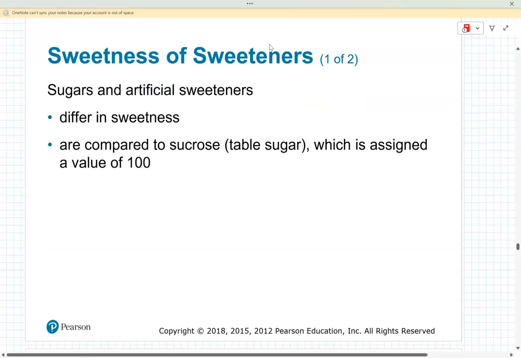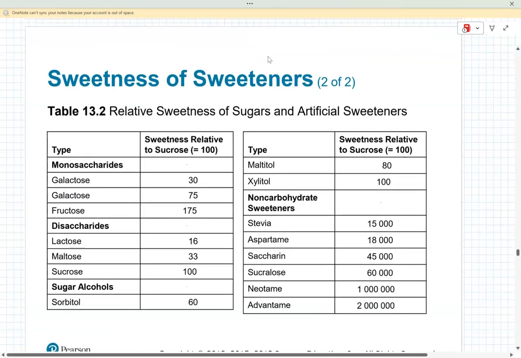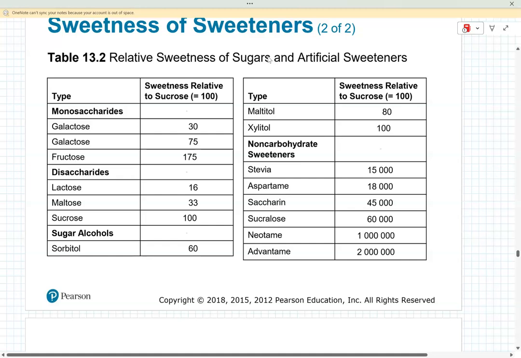So sweeteners. We set the reference point kind of randomly. The reference point is sucrose, and the value is 100 for sucrose. Anything that is sweeter is a greater value. Anything that is less sweet is a lower value. So, first of all, sucrose. Sugar is sweet. Everybody agrees? Milk is not, because lactose is much less sweet than sucrose.